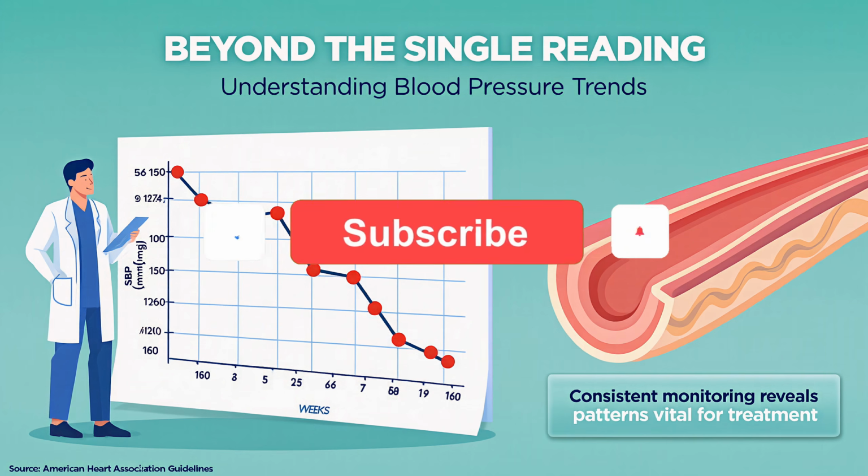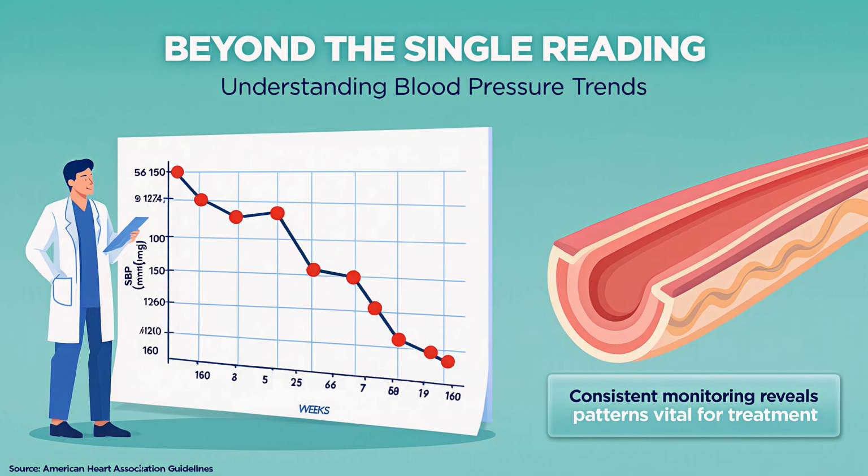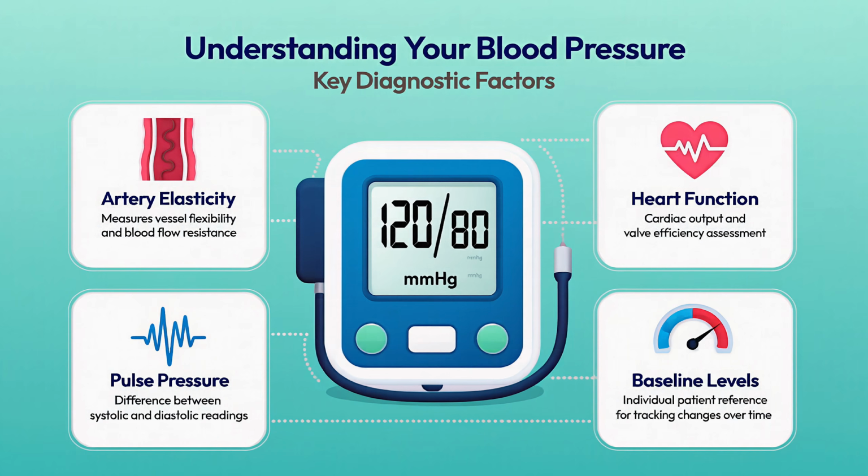Pattern 4, very low diastolic pressure. Sometimes the bottom number can become too low. A reading might look like this: 150/55. The systolic pressure is elevated. The diastolic pressure is unusually low. Why might this matter? Because the coronary arteries that supply blood to the heart muscle fill primarily during the diastolic phase of the heartbeat, when the heart muscle relaxes. If diastolic pressure falls too low, the driving pressure pushing blood into those coronary arteries may decrease.